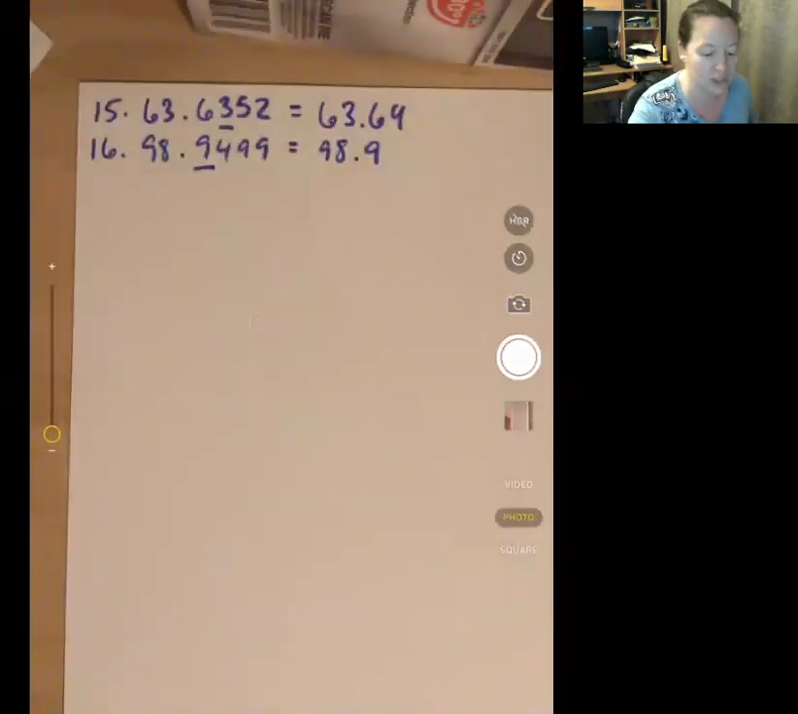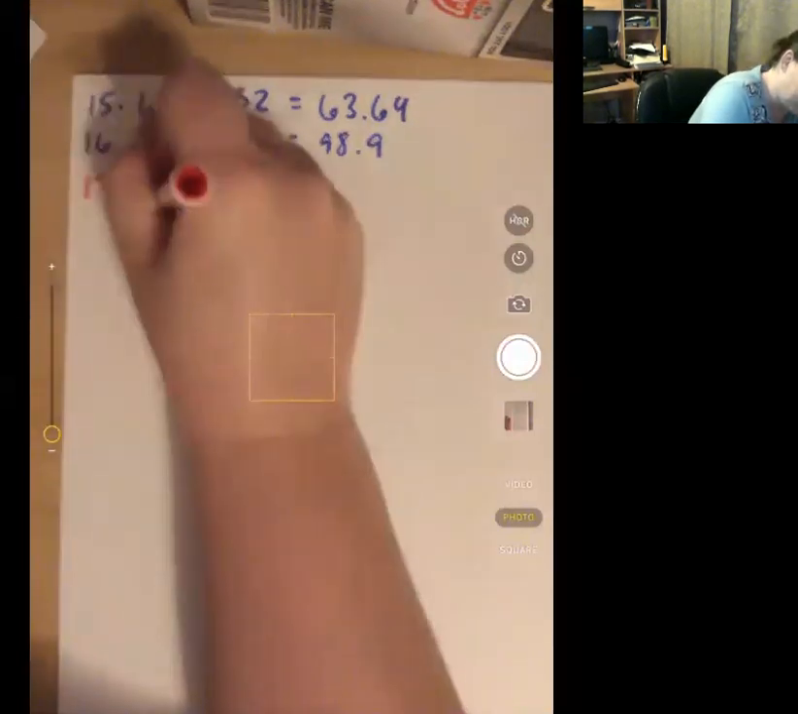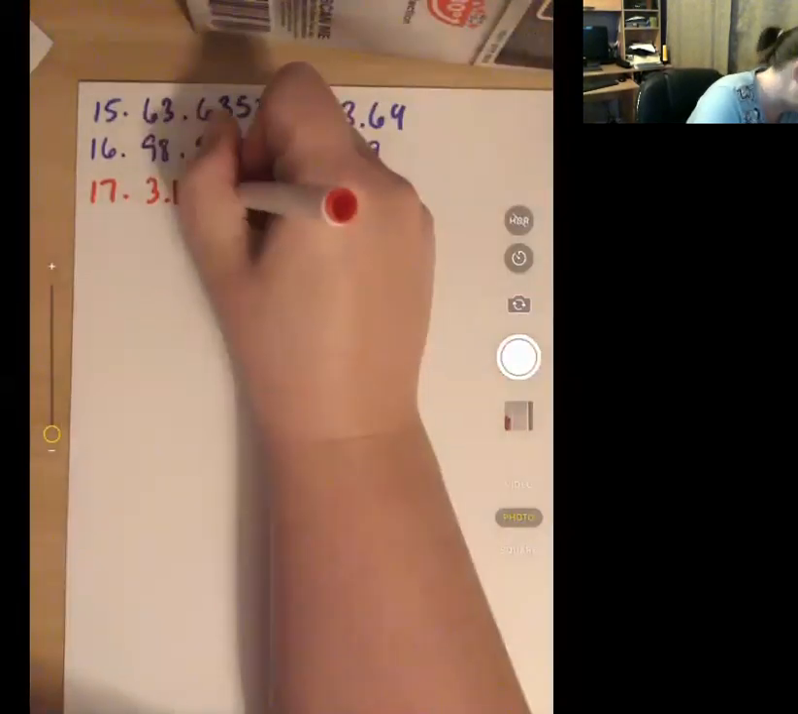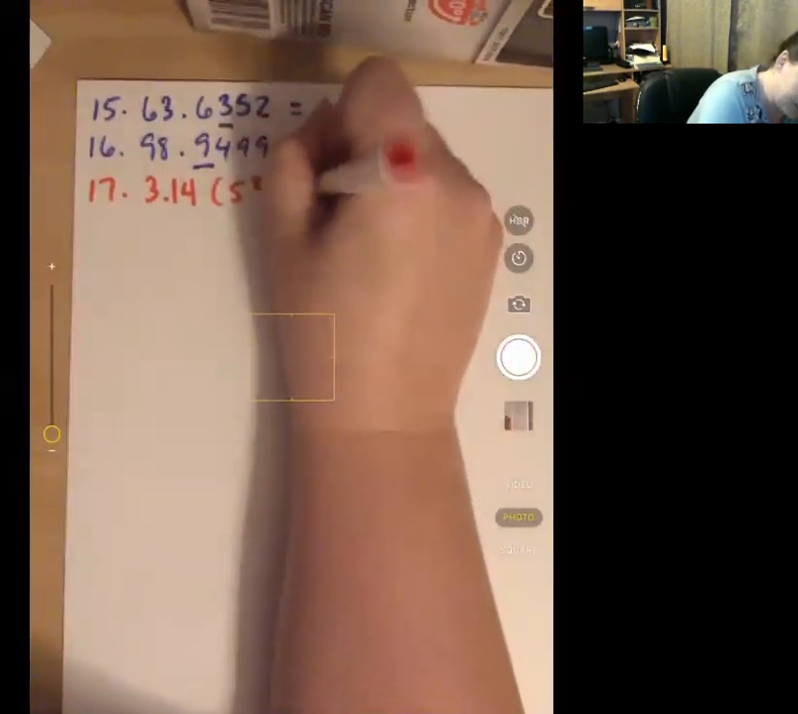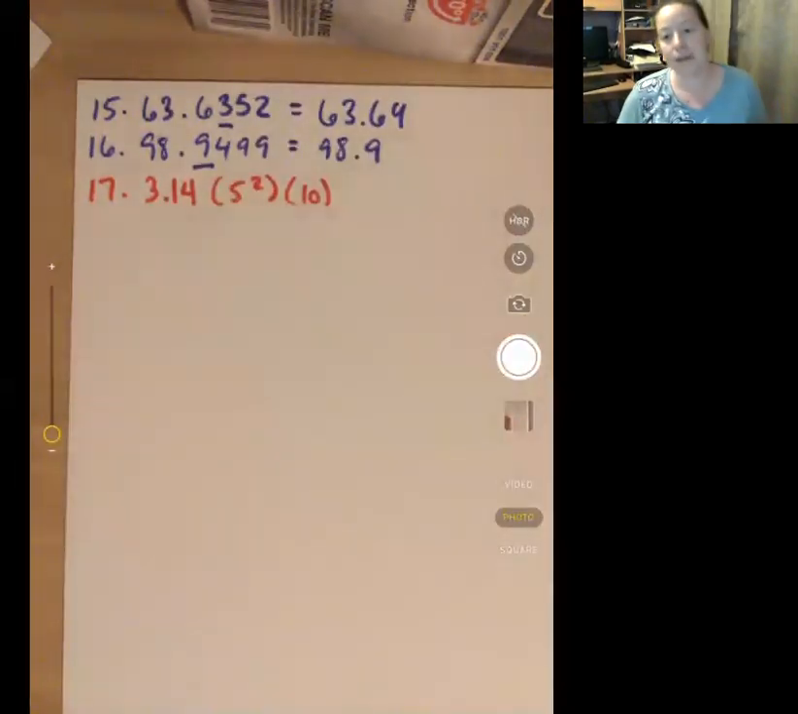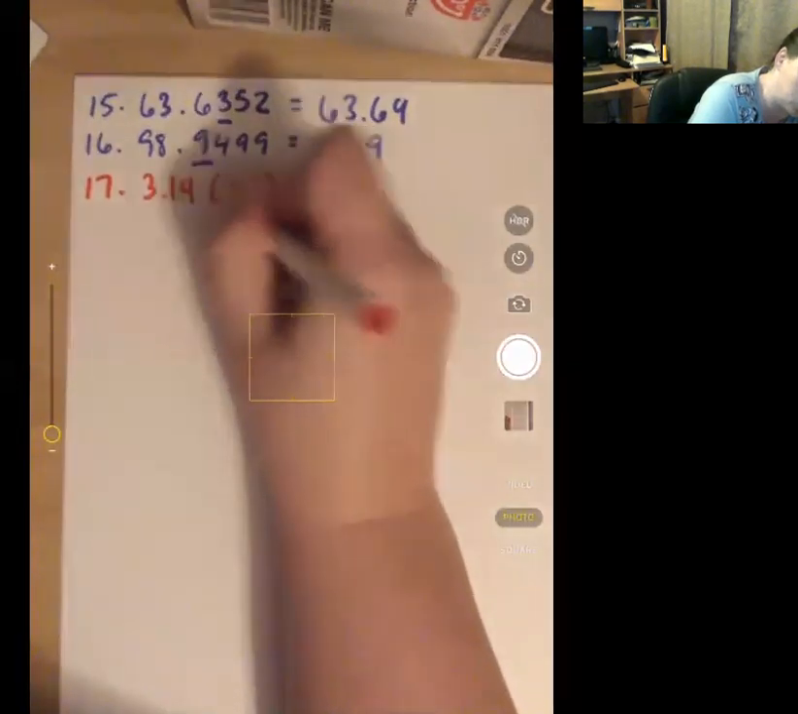Then we are down to simplifying our expressions using our basic rules of simplification. Number 17. 3 and 14 hundredths times 5 squared times 10. PEMDAS. Parentheses first. We don't have anything inside parentheses, so we're going to skip on to the next one. Then exponents. Oh, we do have an exponent. So 5 squared is 5 times 5, which is 25.